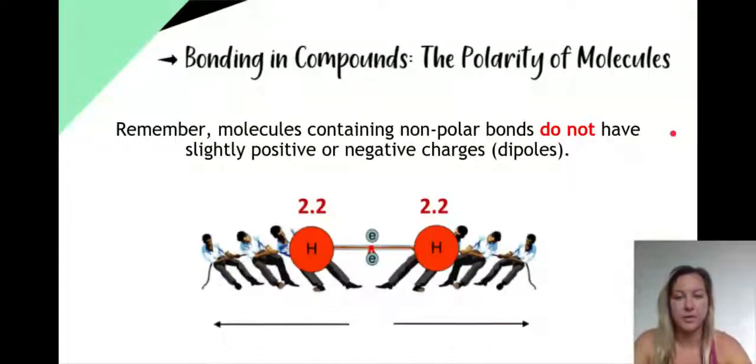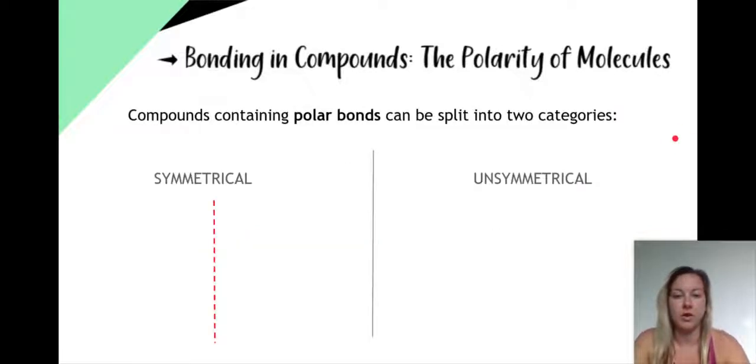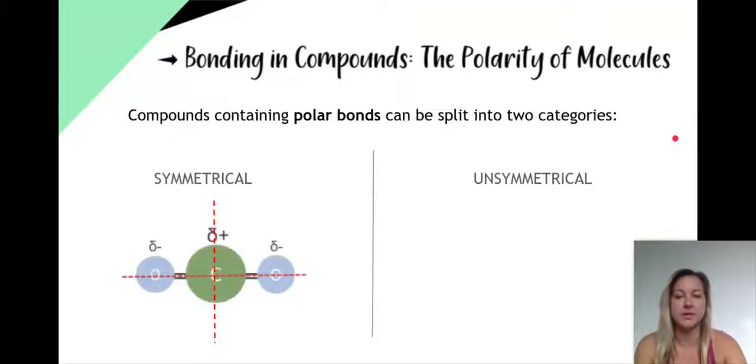First of all, before we delve into all of the polar bonds, remember that non-polar bonds do not have dipoles, so they don't have slightly positive or slightly negative charges. In other words, if you see a molecule which has non-polar bonds in it, the whole molecule is non-polar. Okay, let's have a look at compounds containing polar bonds. We can split these up into two categories, being symmetrical and unsymmetrical. So let's have a look at symmetrical molecules first.